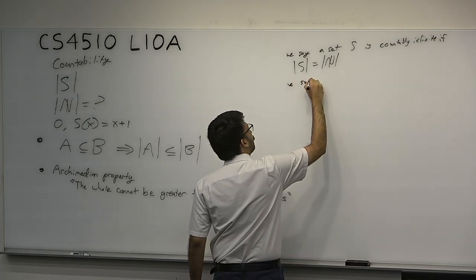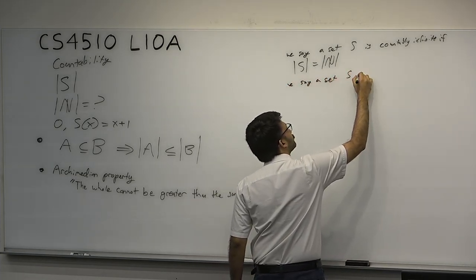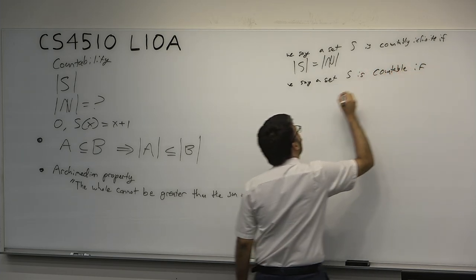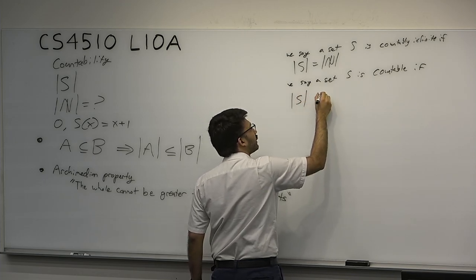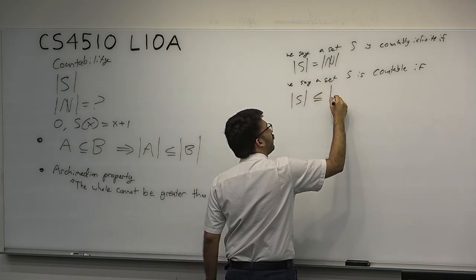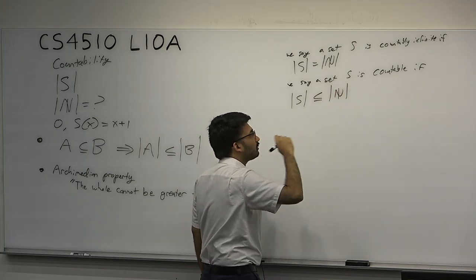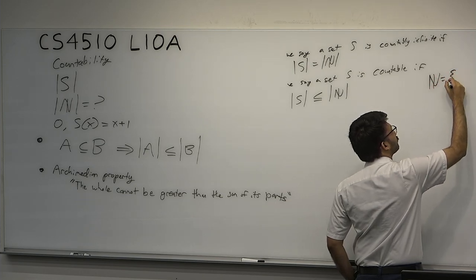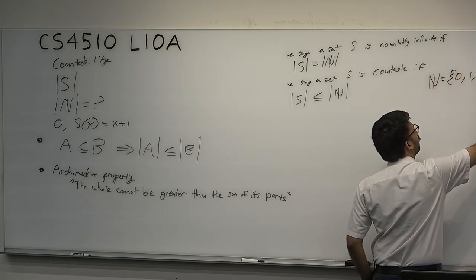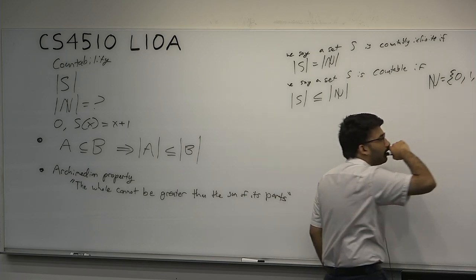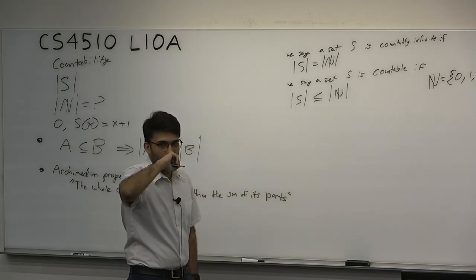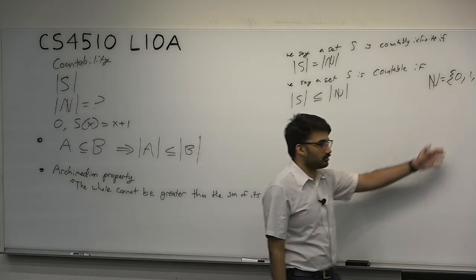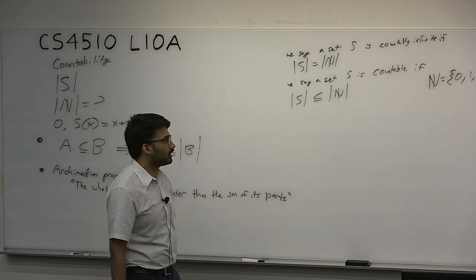We say a set S is countable if the size of the set, the cardinality of the set, is less than or equal to that of the naturals. And here, just to be clear, by naturals, in this lecture and in every lecture, the naturals contain 0. If they don't contain 0, I'll mention when. Most other courses will not have 0 as a natural. This is a course that does have 0 as a natural, and I'll explain why in a different lecture.